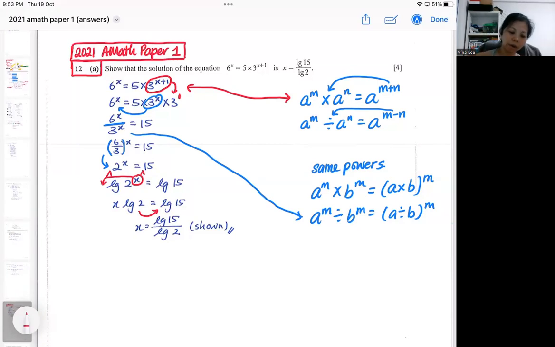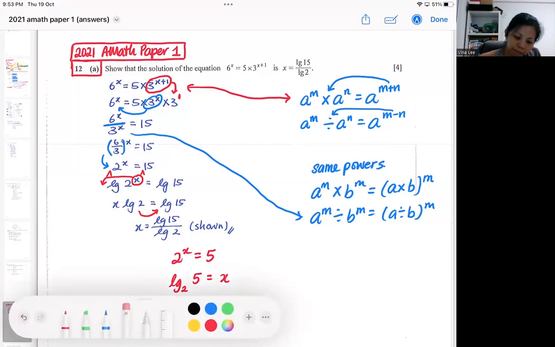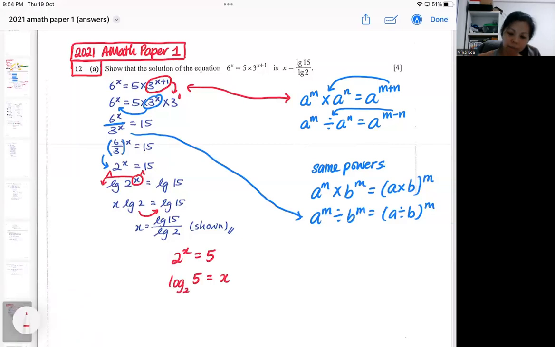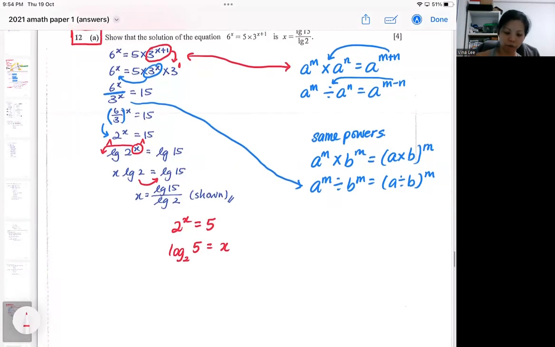Some of you may not do the log on both sides, so there's an alternative method. Some students will change it to index form. Sorry, not index form, you change it to logarithm form. So you reverse that. Some students may prefer to do that. And then after that, they execute a change of base. Sorry, it should be a 15 here.